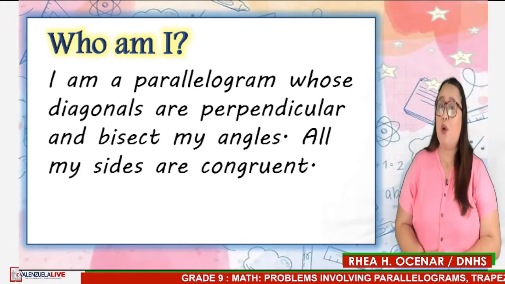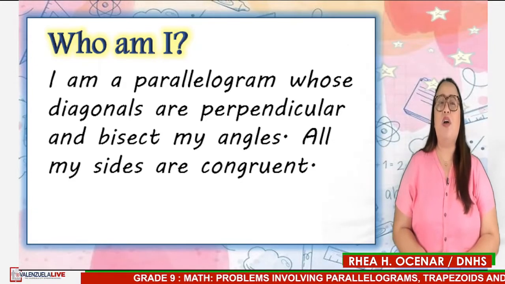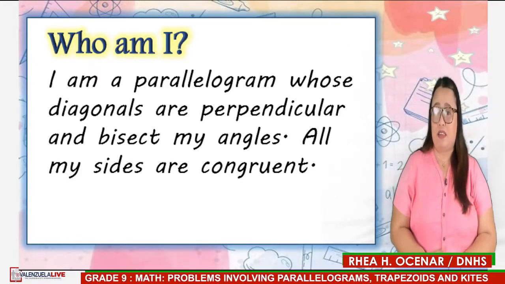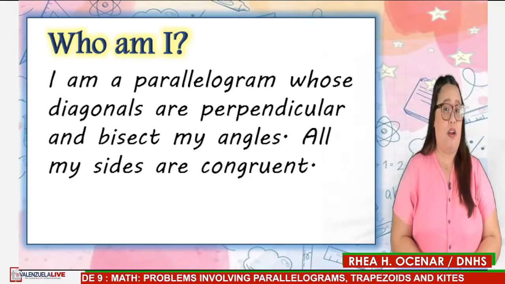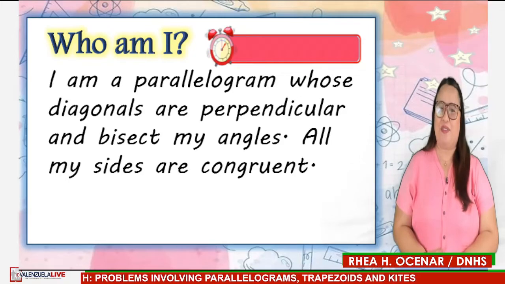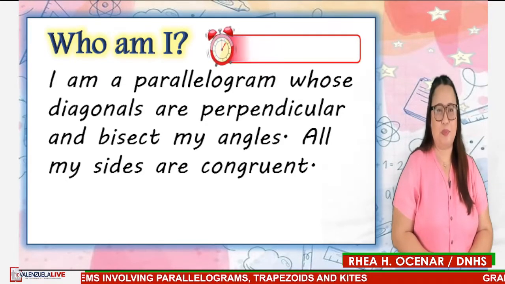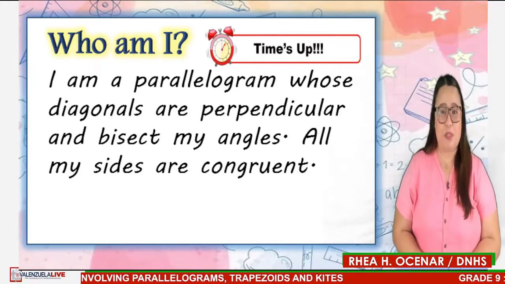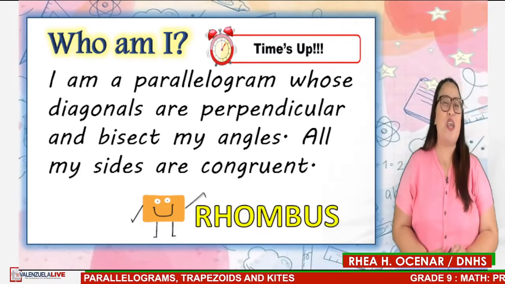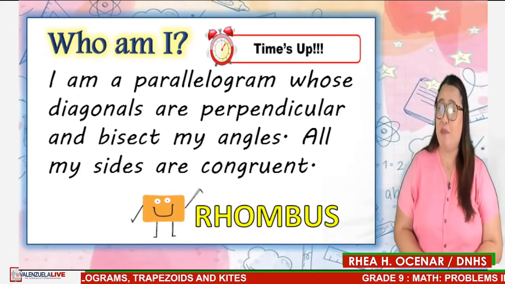Number 3. Who am I? I am a parallelogram whose diagonals are perpendicular and bisect my angles. All my sides are congruent. Key in now your answer. Time's up. If you answer rhombus, then you are correct. Let's proceed to statement number 4.